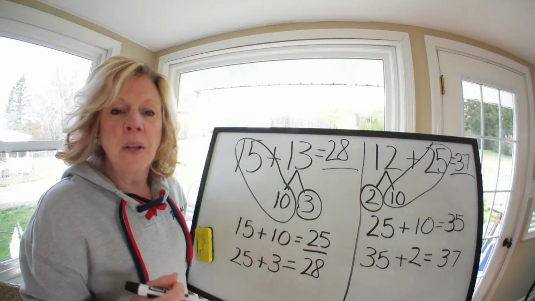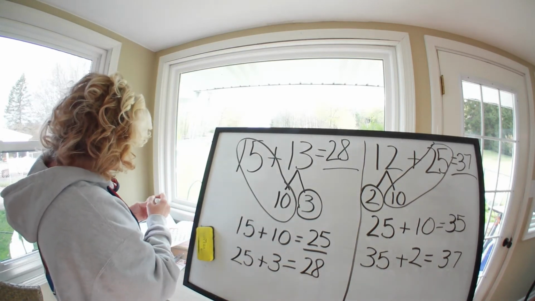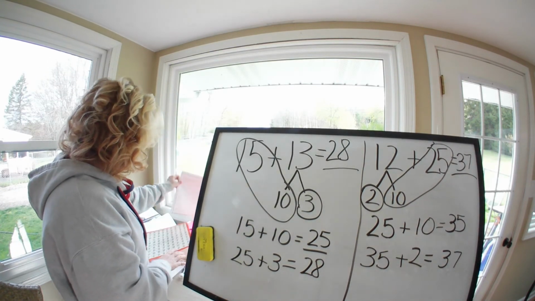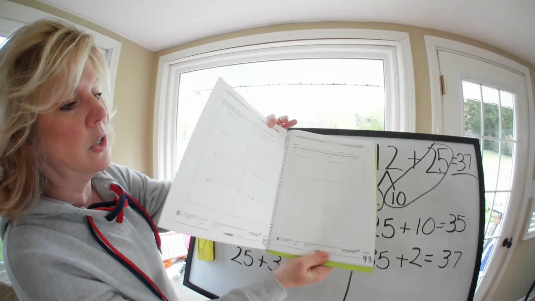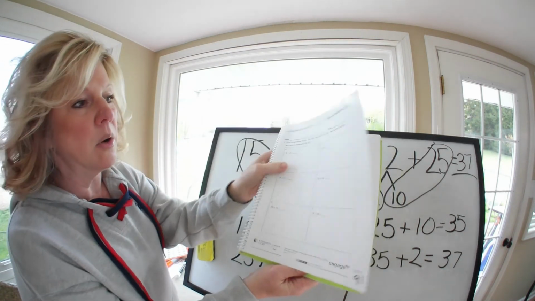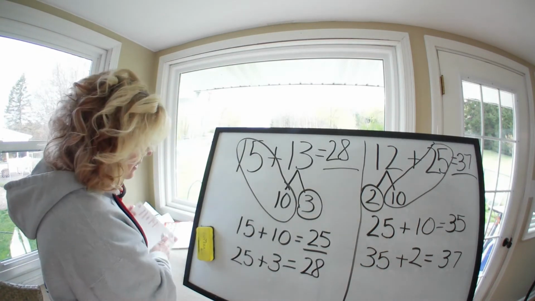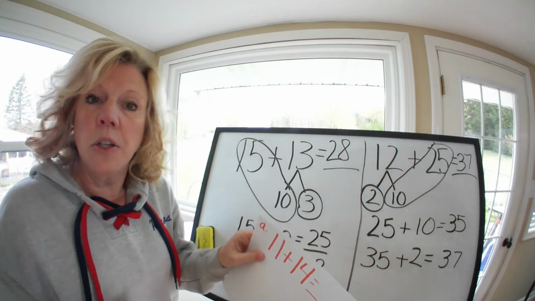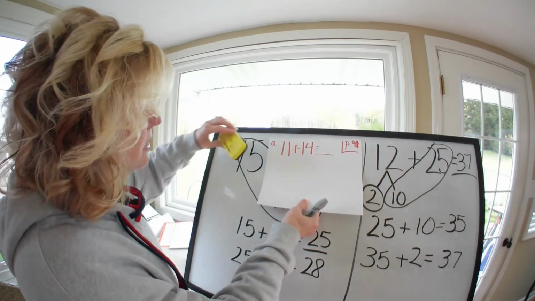Sound good? Now, let's take a look at your homework for tonight. What you're going to be working on is page number 91 and 92, okay? Now, what they're going to do is they're asking you to just write yourself the 2 number sentences. You have to solve the problem by using number sentences.